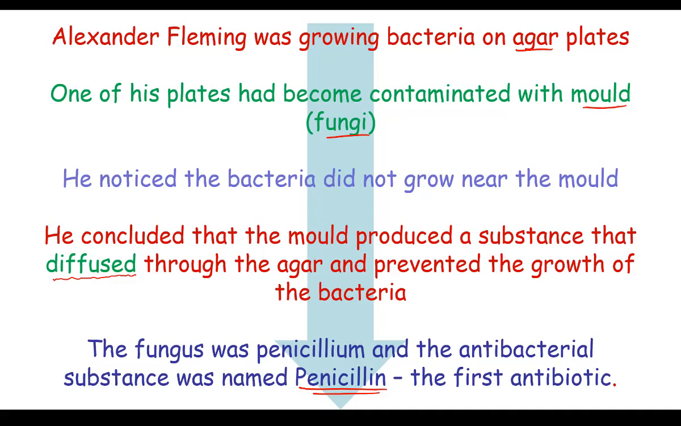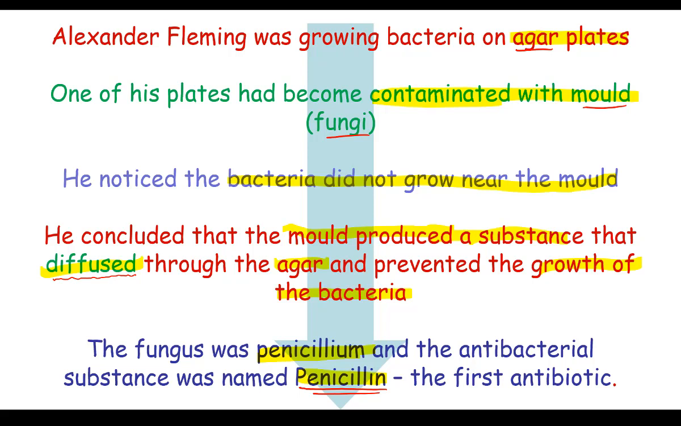Now, the key words that you need to include here if you're talking about this, they were being grown on agar plates. The plates became contaminated with mold or fungus. The bacteria did not grow near the mold. The mold produced a substance that diffused through the agar and stopped the growth of the bacteria. And the fungus was penicillium, and the substance it produces is penicillin.